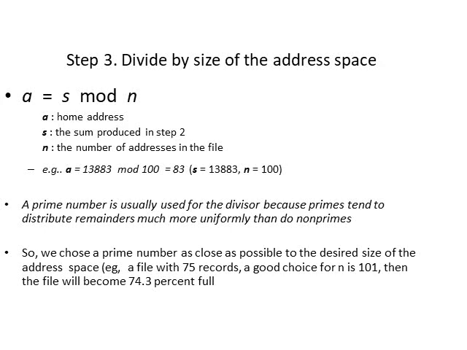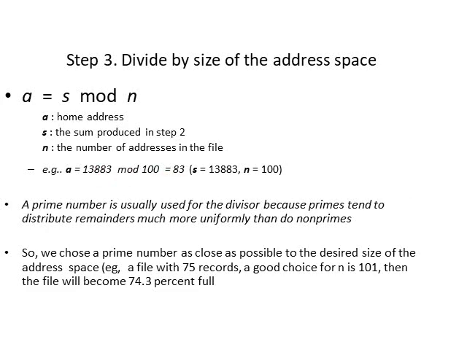Say you have 100 addresses in the file. This is the example. Now how can I find the home address? I can find the home address of Lowell as 13883, which we got in step 2, mod 100. So you will get it as 83.